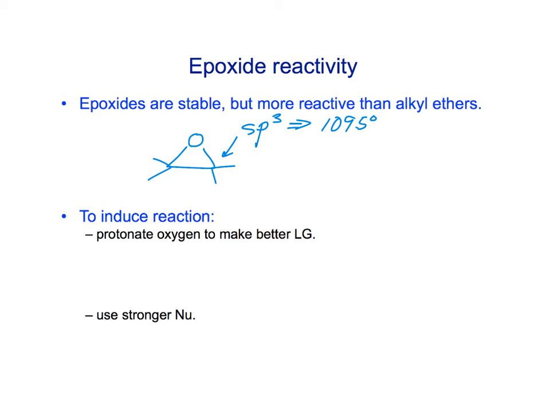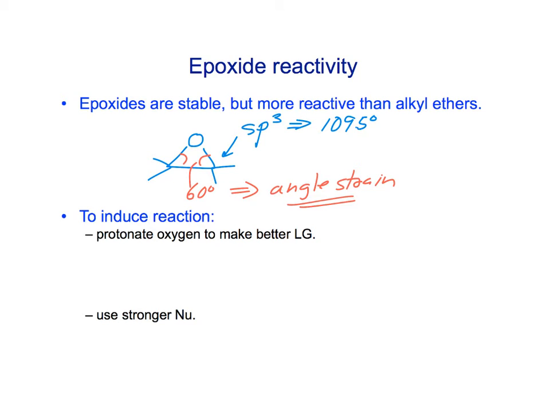109.5 degrees, right? However, we know that if we have to bend these bonds into a three-membered ring, these two bond angles here are in fact going to be only 60 degrees. So this creates a lot of angle strain. And this angle strain increases the reactivity of epoxides. I think of epoxides like a mouse trap. It's strained and pulled back, and if it's given any energy, it just wants to snap open.